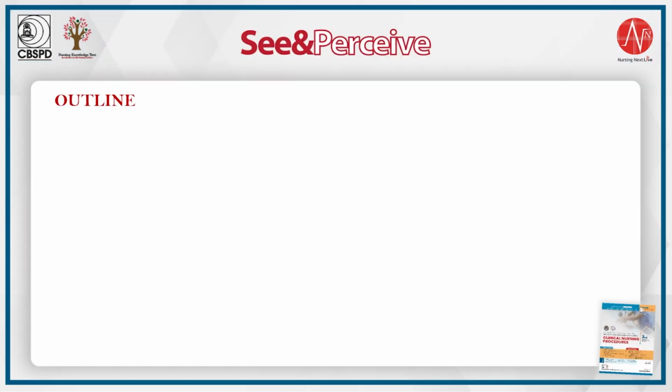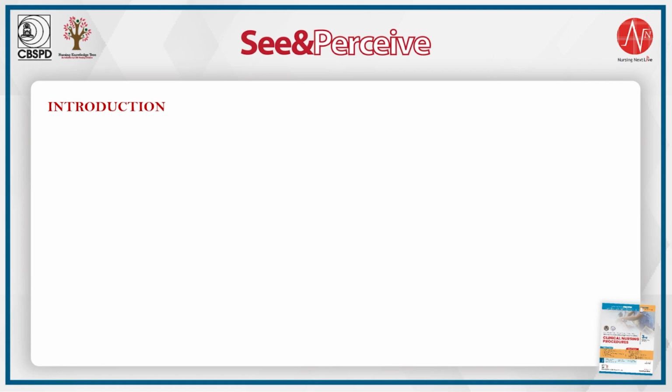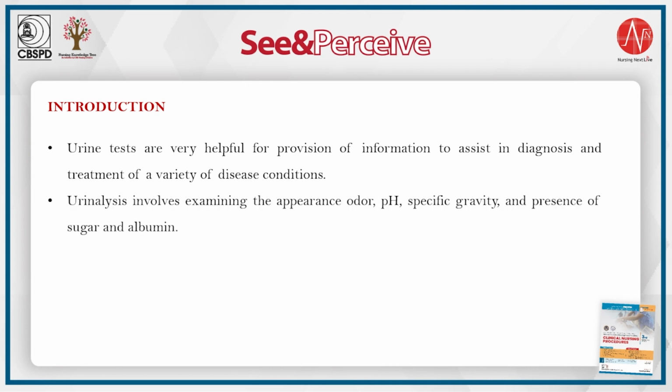The topic is arranged under the following subheadings: Introduction, Definition, Purposes, Articles Required, Reagents, Procedure, and Special Considerations and Suggested Readings. So let us begin with the introduction. Urine tests are very helpful for provision of information to assist in diagnosis and treatment of a variety of disease conditions. Urine analysis involves examining the appearance, odor, pH, specific gravity, and presence of sugar and albumin.